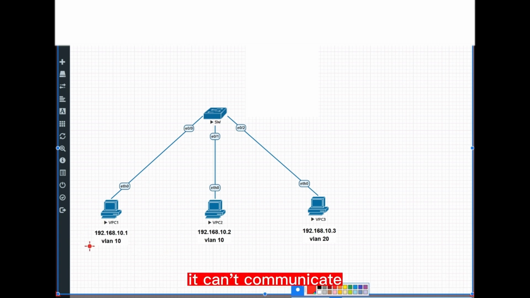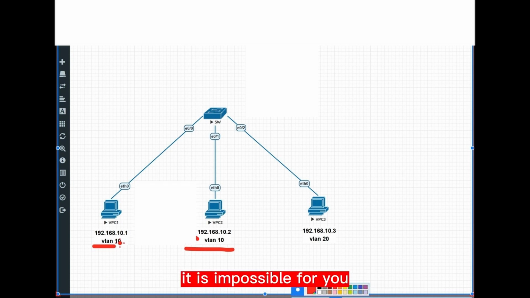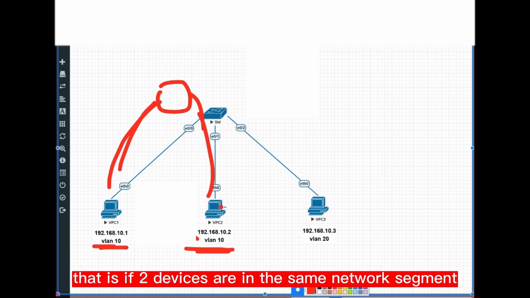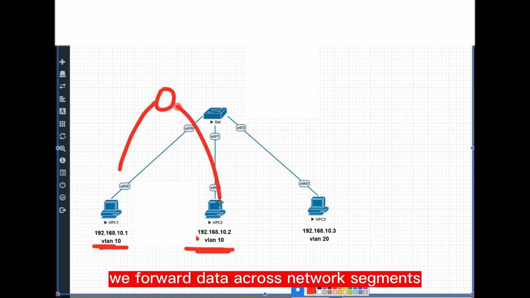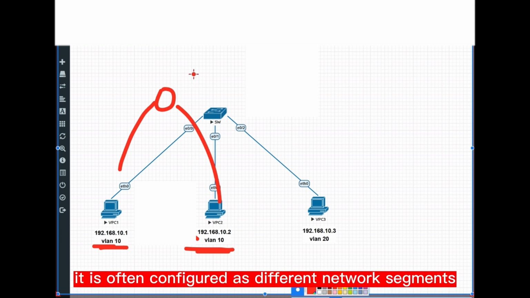it can't communicate. We only have one way now. We go through layer 3. Access between 2 PCs across network segments, you have to configure the gateway for them. Often routers forward across network segments. It is impossible for you to configure the same gateway address for 2 devices. That is, if 2 devices are in the same network segment, a gateway cannot be configured. So, when we forward data across network segments, it is often configured as different network segments.